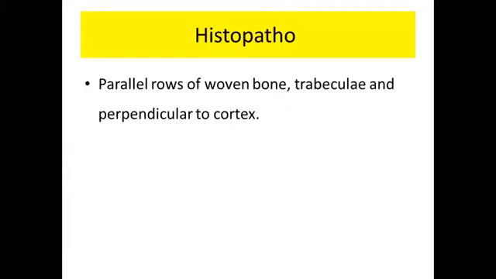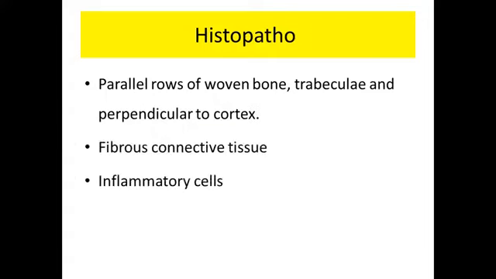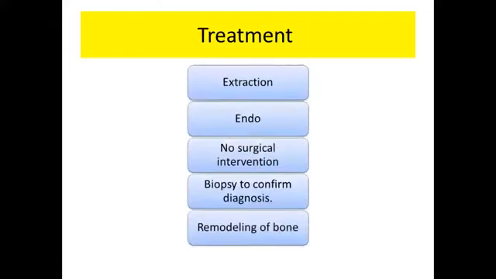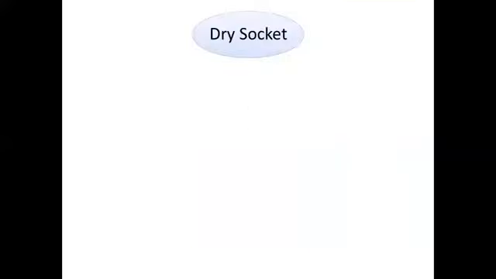Histopathology: parallel rows of woven bone trabeculae perpendicular to the cortex, fibrous connective tissue, and inflammatory cells can be seen. Treatment is either endo or extraction, with no surgical intervention. Sometimes a biopsy is needed to confirm the diagnosis, and remodeling of the bone for aesthetic reasons in some cases.